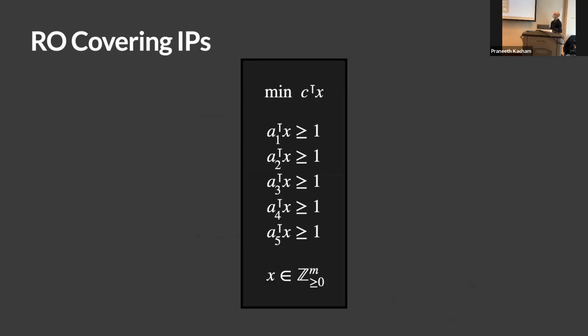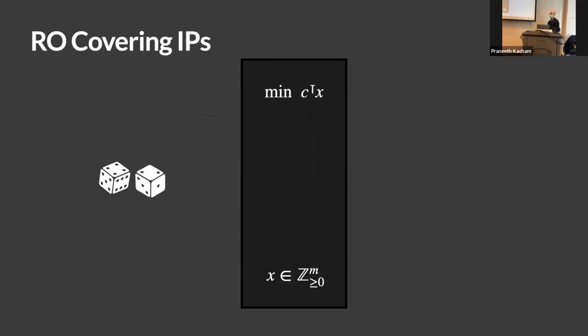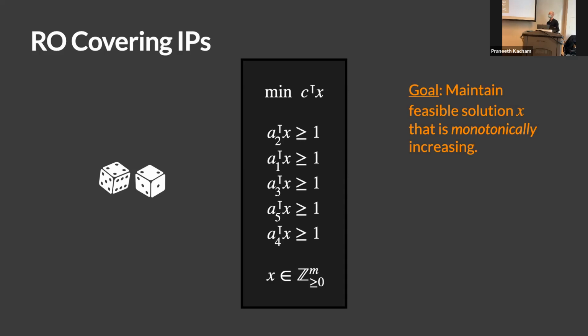Okay, so just very briefly, let me give one slide on this more general problem that we solve. Here is a covering IP. We have a linear objective function and constraints 1 through 5 of this form, and you want an integer vector minimizing the cost function subject to these constraints. The random order version of this problem is: the adversary fixes this constraint set, rolls some dice, and then shows us the constraints in a random order. It should sound very similar to the set cover problem. The goal here is to maintain a feasible solution to this IP.